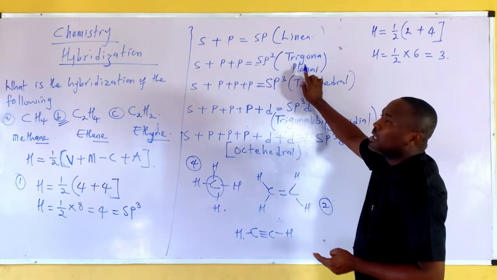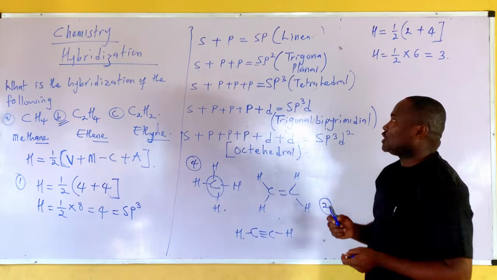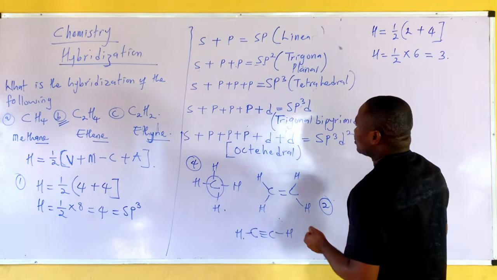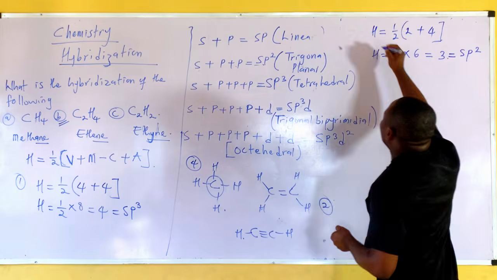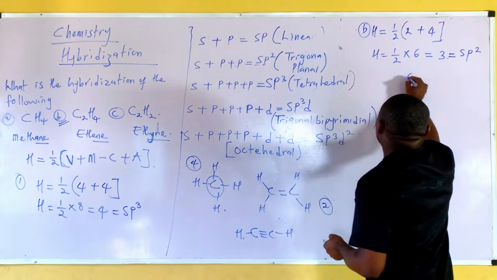So this guy is sp2, which is now trigonal planar in shape. Now let's see our next one. Our next one, so this equals sp2. Our next one is for the B part. Now let's see the C.